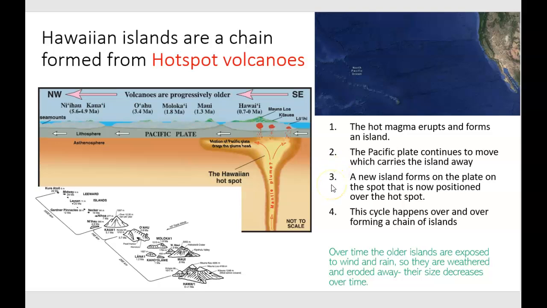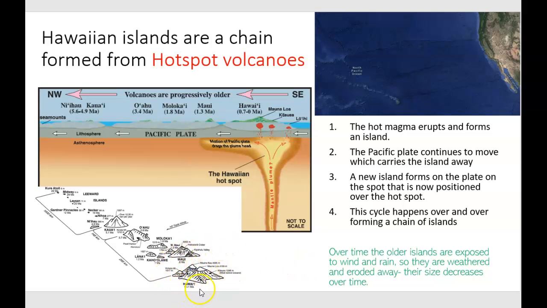And then step 3, a new island forms on the Pacific plate on the spot that is now positioned over the hotspot. So once that island slides away, a new area is going to be positioned over this hotspot. So new magma is going to erupt and a new island will form. Over time, the older islands are exposed to wind and rain, so they weather and are eroded away. This decreases the size of the islands over time.